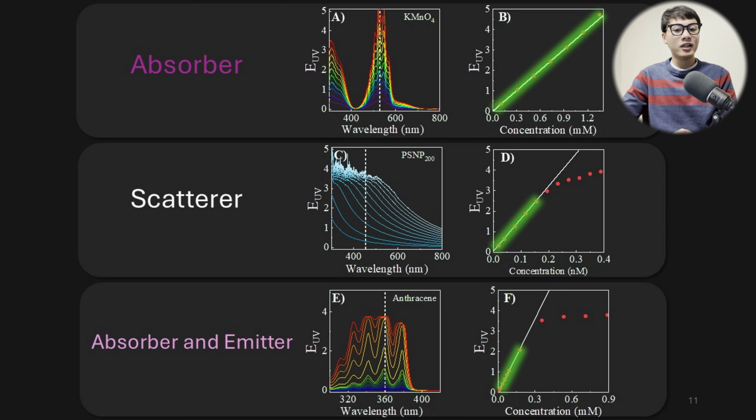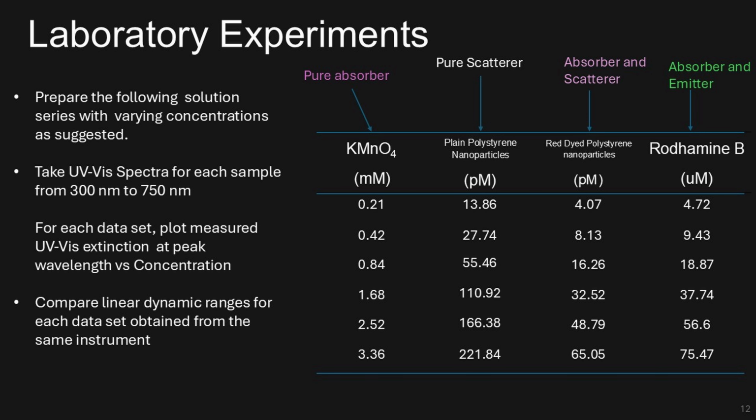These results clearly demonstrate how the presence of scattering and fluorescence can compromise the linear dynamic range of the measurement of the sample in the UV-Vis extinction measurement, and they can induce spectral distortion as the concentration of the sample increases. So, to explore this optical behavior firsthand, here is a simple laboratory experiment that you can perform using a UV-Vis spectrophotometer. Prepare 4 different types of samples, each representing a different optical behavior.